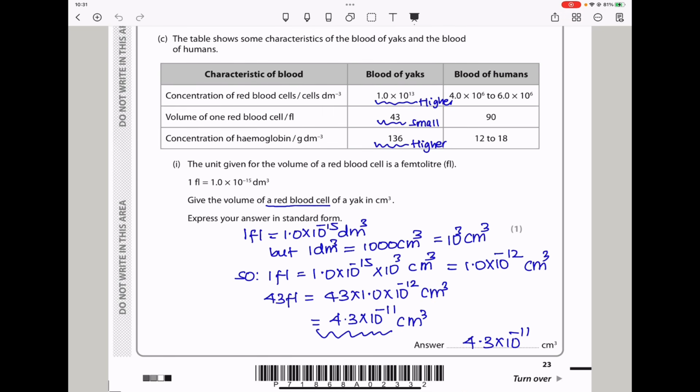So here they say the unit given for volume of red blood cells is femtoliter, where 1 femtoliter is 1 times 10 power negative 15 decimeters cubed. They say give the volume of red blood cells of a yak in centimeters cubed. We know 1 femtoliter is 1.0 times 10 power negative 15 decimeters cubed, but 1 decimeter cubed is equal to 1,000 centimeters cubed. It means to convert this into centimeters cubed, I can multiply that, and I got 1.0 times 10 power negative 12 centimeters cubed. So 43 femtoliters are going to be 43 times that, which gave me 4.3 times 10 power negative 11, and that is my answer here.